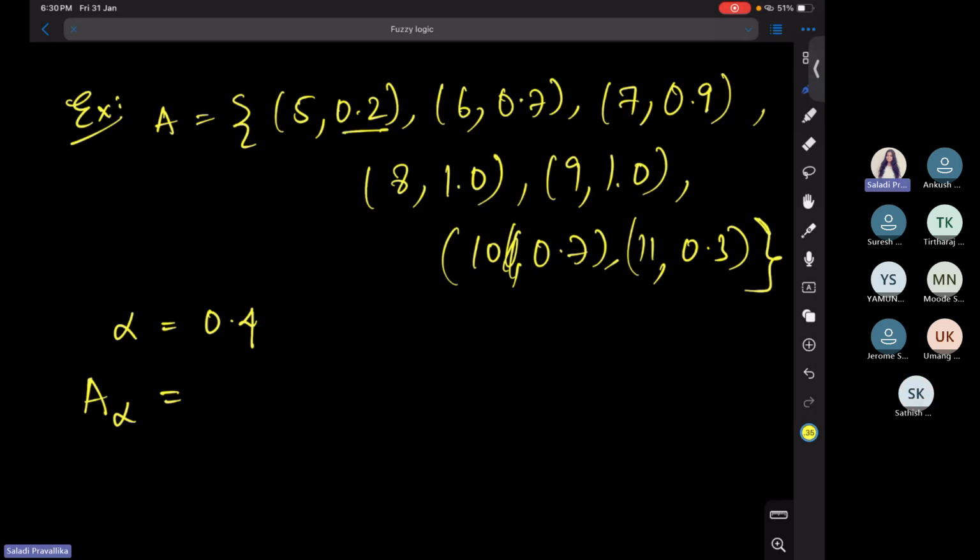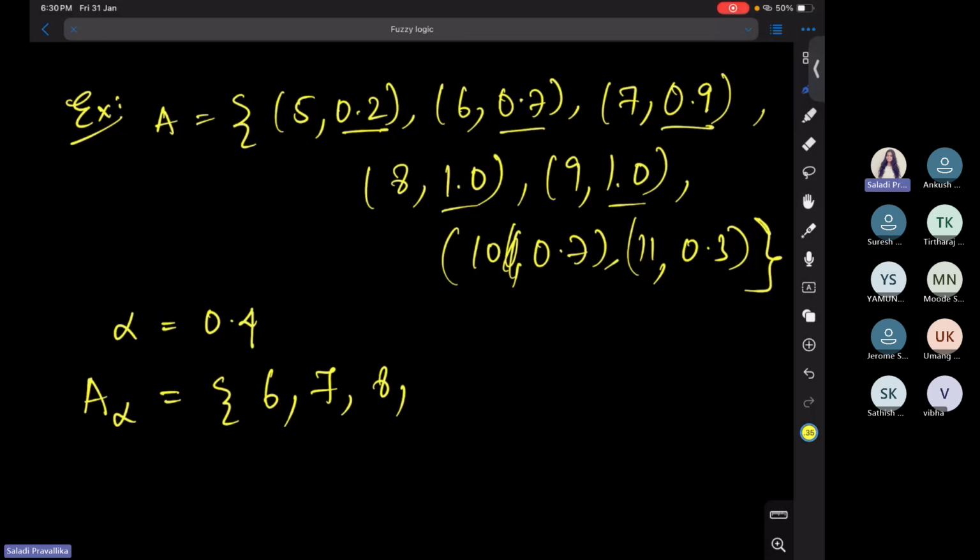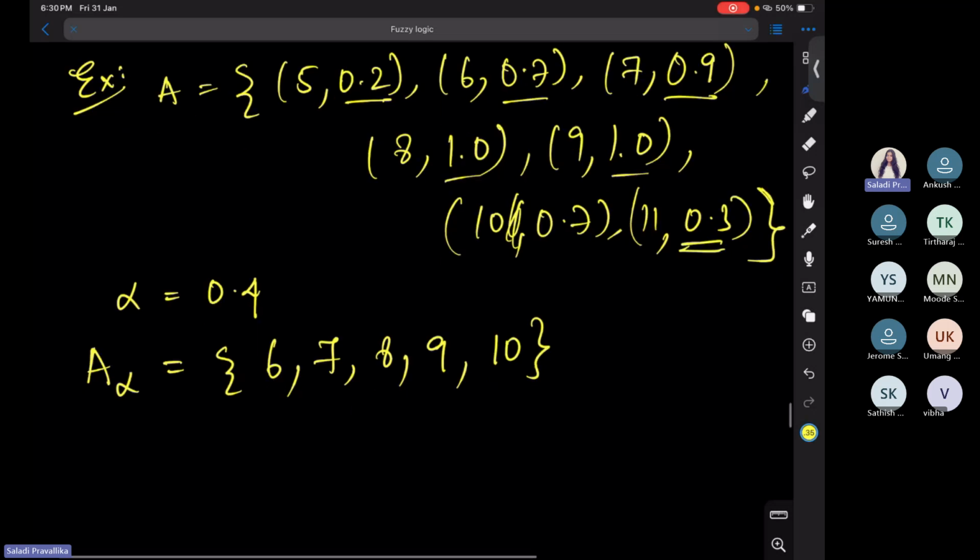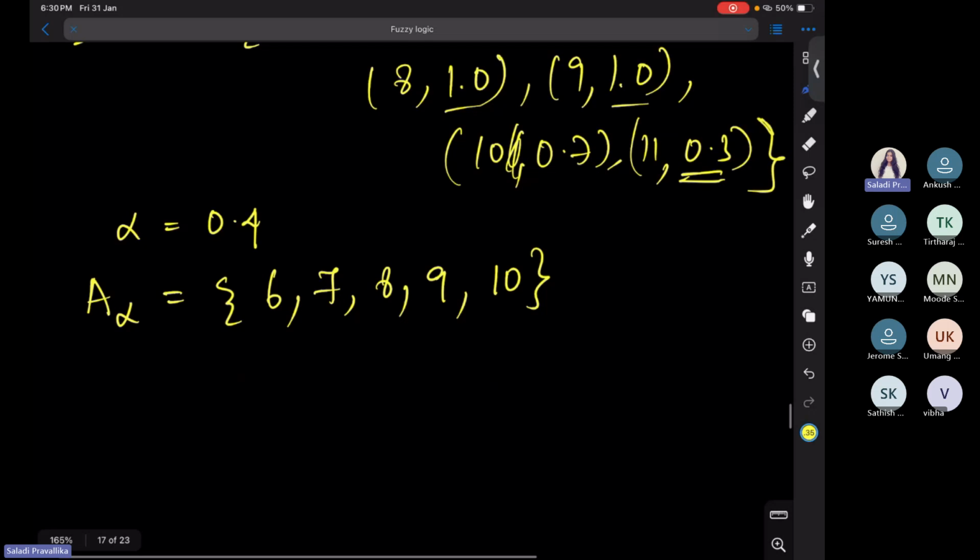So this membership value is less than alpha, so we're not going to take this. This membership function value is greater than the alpha, so we'll take 6. Then this again, 7. Again 8, the value is greater than alpha. So 9, 10. And we are not taking 11 because the membership function value, that is 0.3, is less than 0.4. So this is A of alpha.